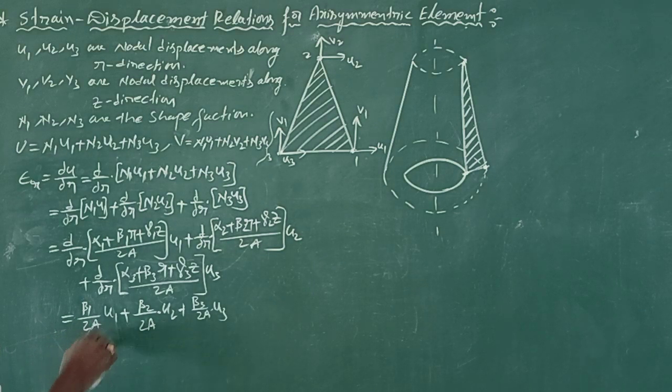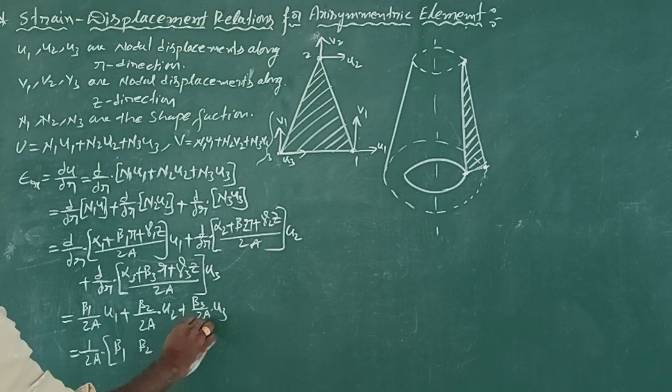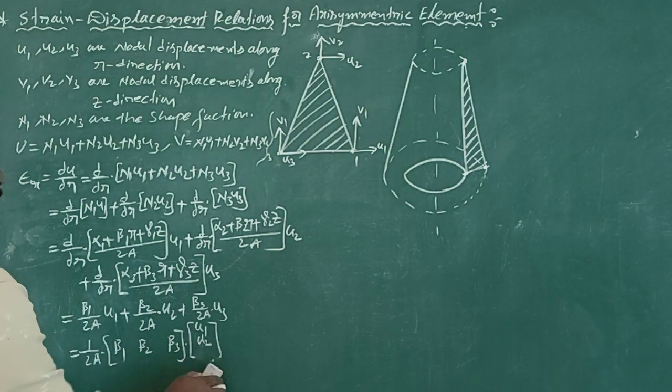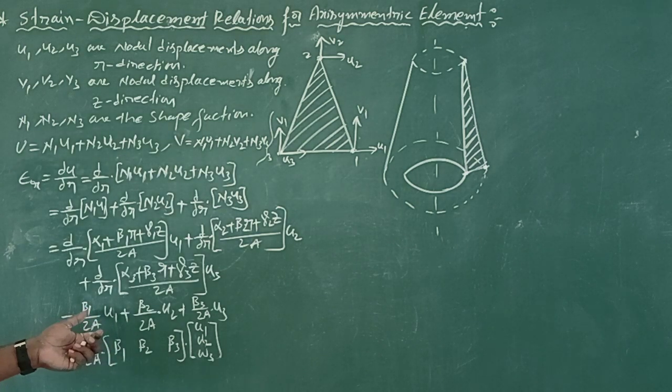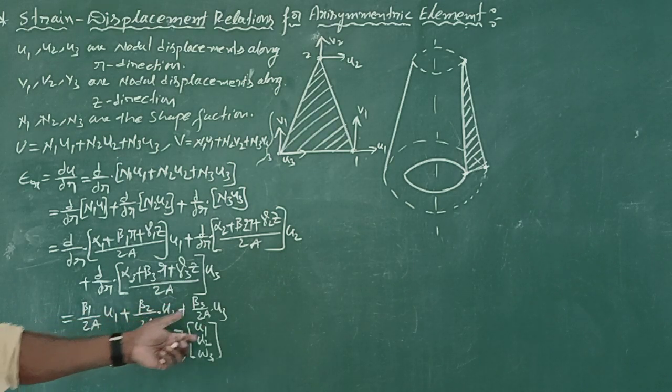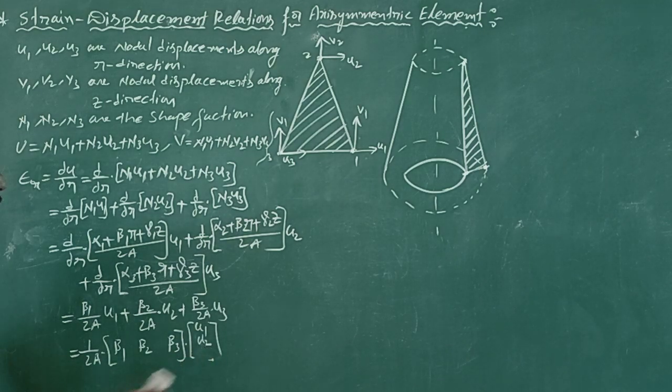Now I am writing it in matrix form, that is beta 1 beta 2 beta 3 into u1 u2 u3. 1 by 2a is common for all these elements, so that's why I am taking it outside. Here you get only beta 1 beta 2 beta 3 and u1 u2 u3.